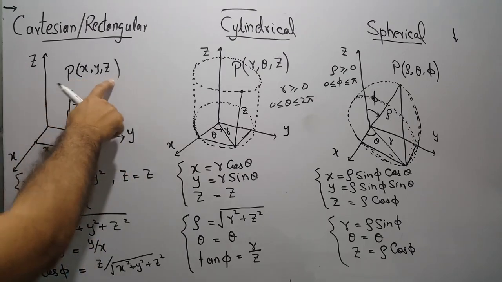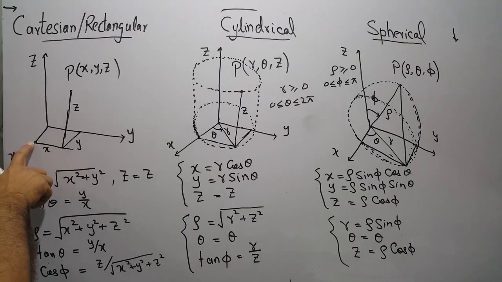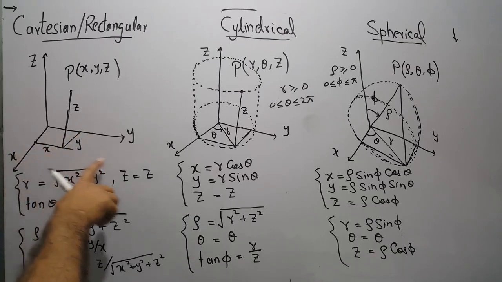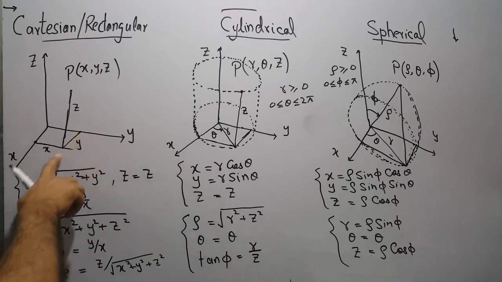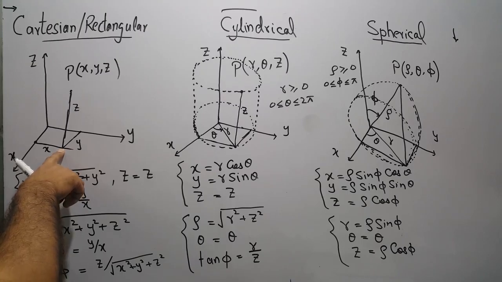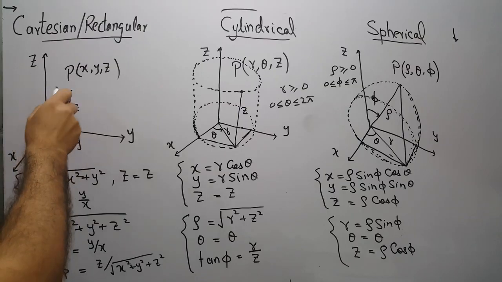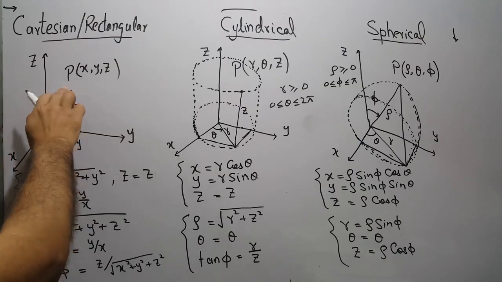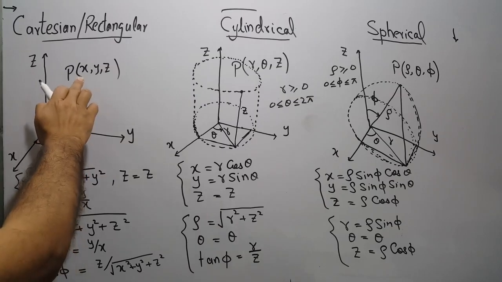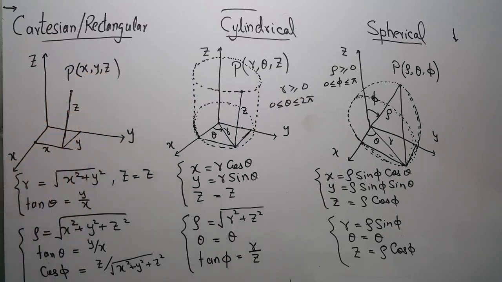So if you have a point x, y, and z, on the x-axis you draw a line parallel to the y-axis, and then on the y-axis you draw a line parallel to the x-axis. They intersect each other at some point, and then you take that point up by as many units as the given z value. So you have to take it up to the point which is the point of z. We call this any general point P, x, y, and z, and this is called a point in the Cartesian coordinate system, or rectangular coordinate system.